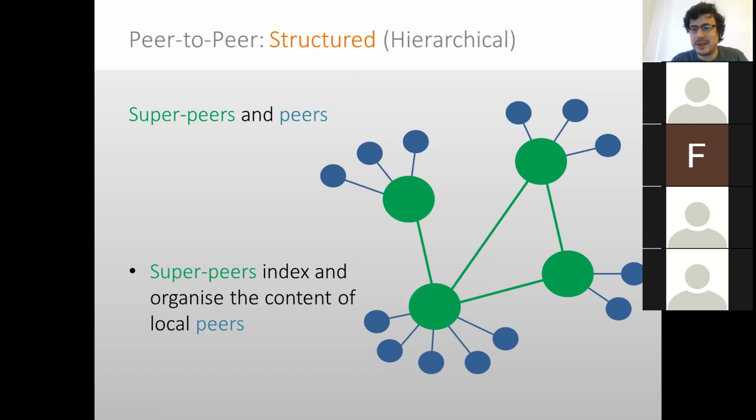So anyone can be a peer or a super peer. It's not that there's some condition on this, but essentially the idea is that there are some super peers that are more stable, maybe always connected, and this is another general way of organizing a peer-to-peer system.